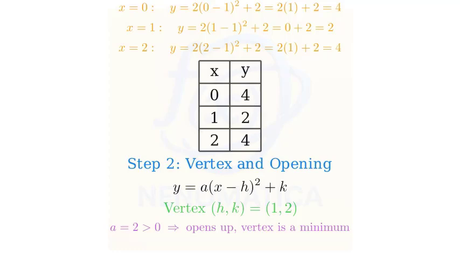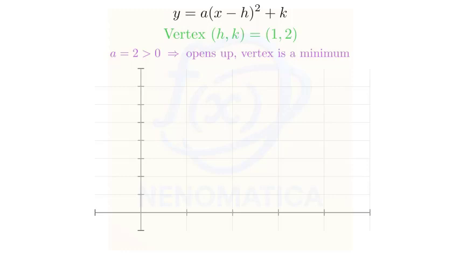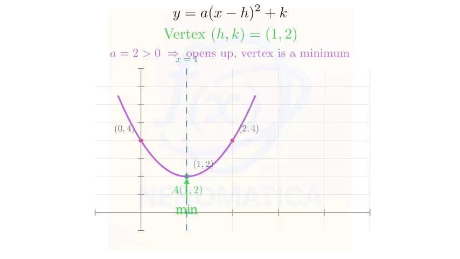Step 3. Graph the parabola by plotting the points and sketching the curve. We will draw coordinate axes and then place the points (0, 4), (1, 2), and (2, 4). Notice how the points mirror across x equals 1, the axis of symmetry. We will now draw the smooth U-shaped curve passing through these points. Finally, we mark the vertex A at (1, 2) and indicate the minimum and axis of symmetry.